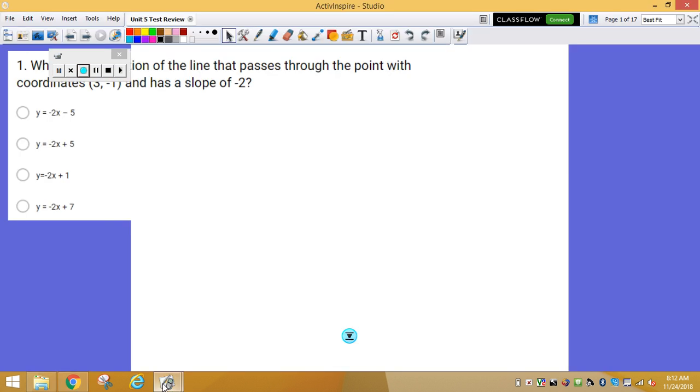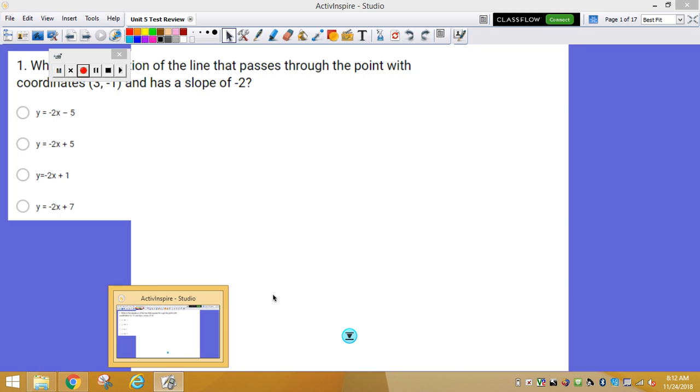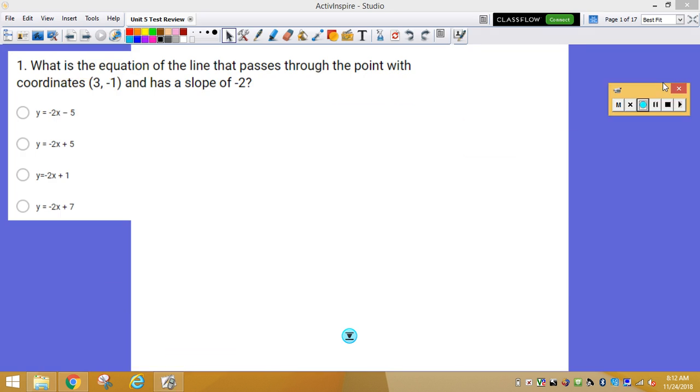So this is going to be the review for your test because I know it's been a couple weeks since we've done some of these concepts. Each question on this review is just like the question on the test. So this is what number 1 on your test is going to look like. I just changed the numbers around. It would be a good idea if you take notes while I'm doing this so that when you get to your test, you know how to do it.